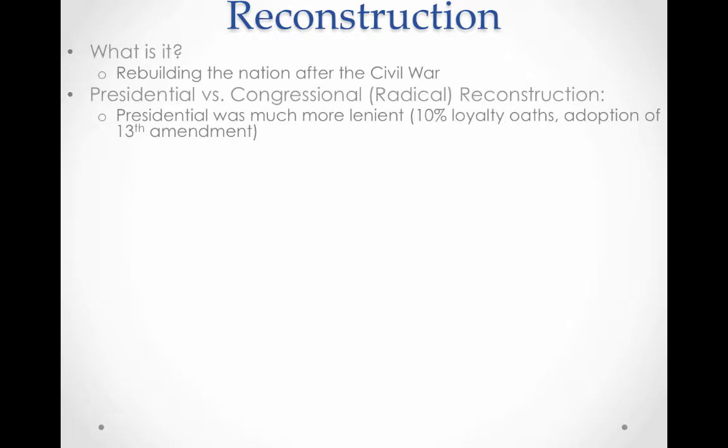The presidential Reconstruction plans, whether it is Lincoln or Johnson, tended to be much more lenient or favorable to the South. They only required 10% of people who voted in the election of 1860 to pledge loyalty to the nation, and they had to adopt the 13th Amendment, which we'll talk about in a second. Now, radical Reconstruction or Congressional Reconstruction was much more harsh. They divided the South into 5 different zones, and each one was ruled by a military general from the North.